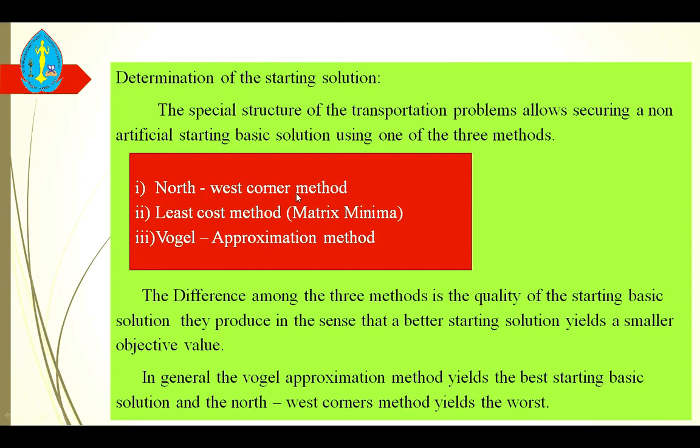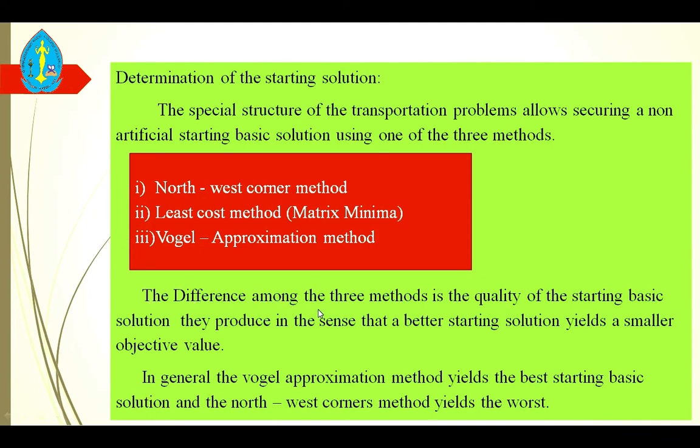The first method is the northwest corner method. We can call it the northwest corner rule. Second, the least cost method or matrix minima method. Third one is Vogel's approximation method. Using these 3 methods, we can calculate the starting basic feasible solution, and then we can check the optimality condition for the transportation problem.